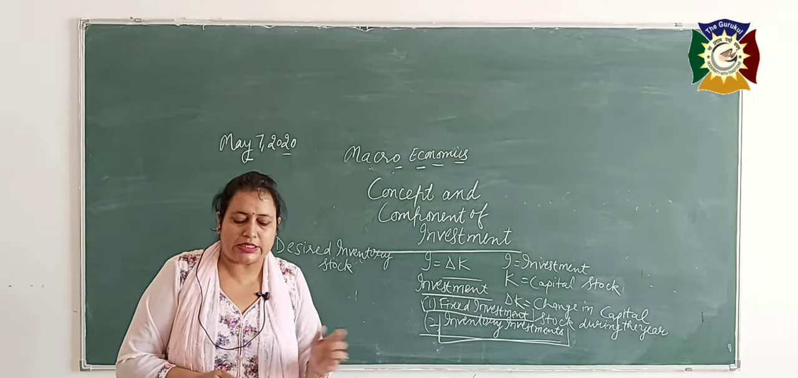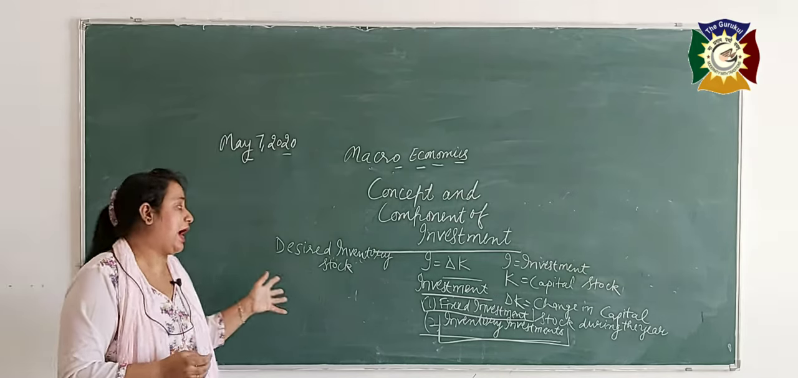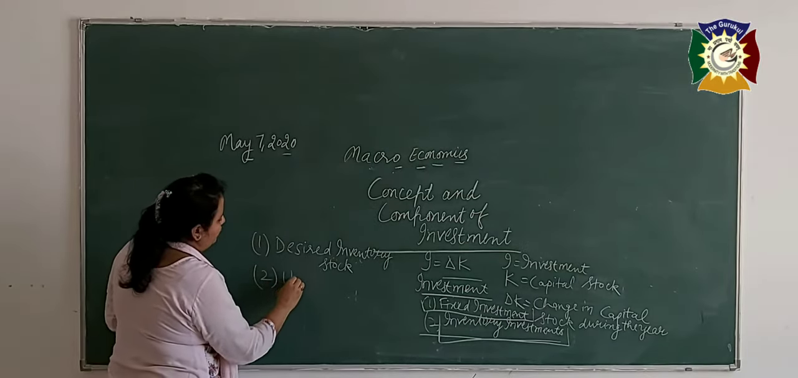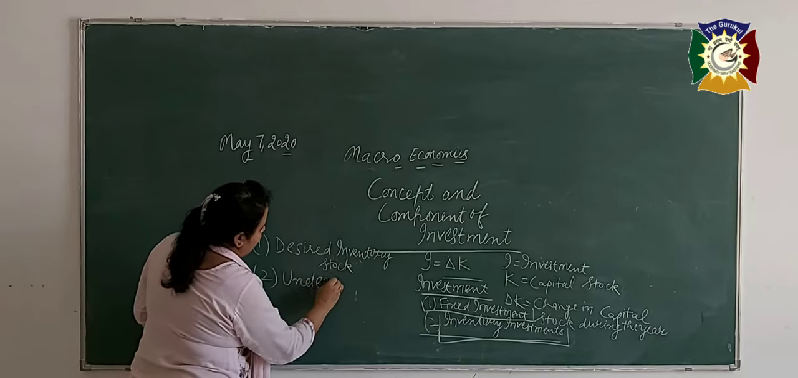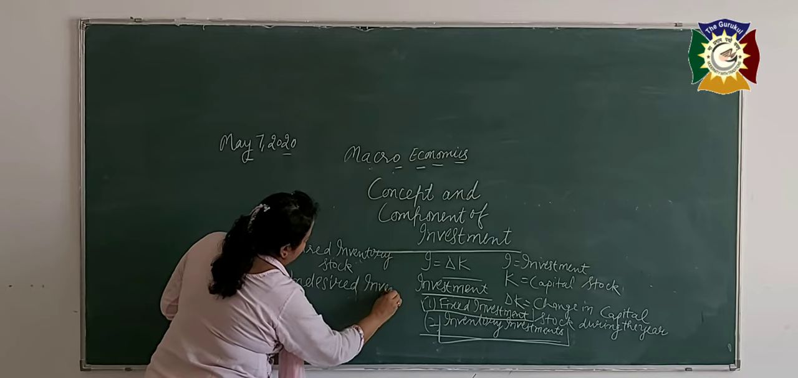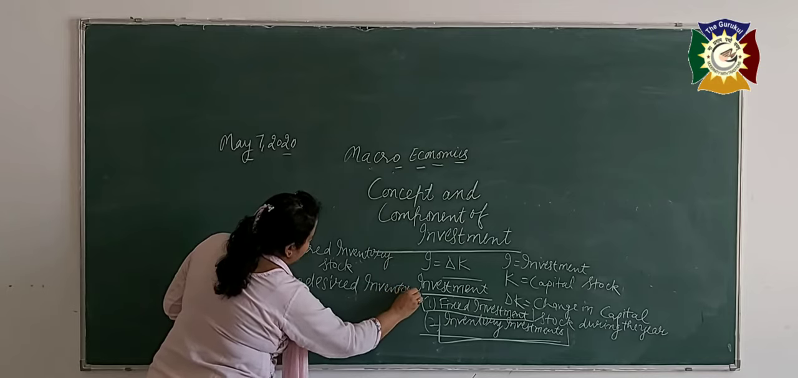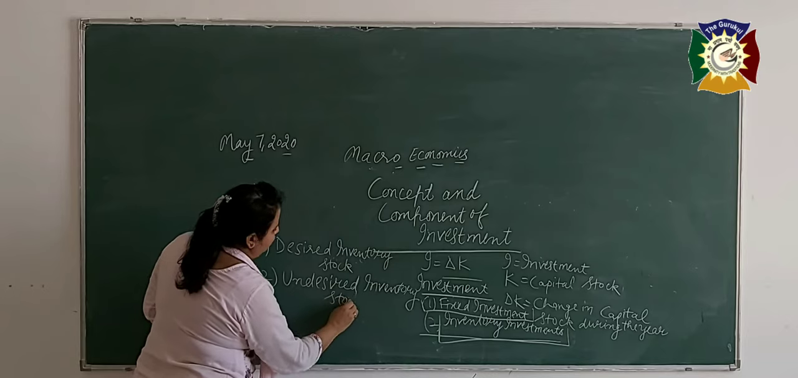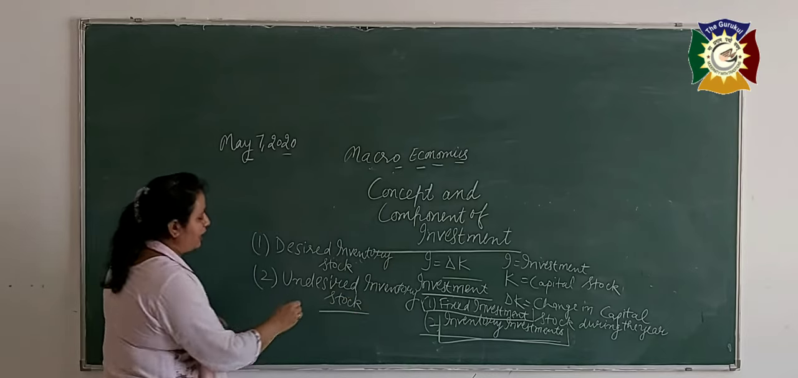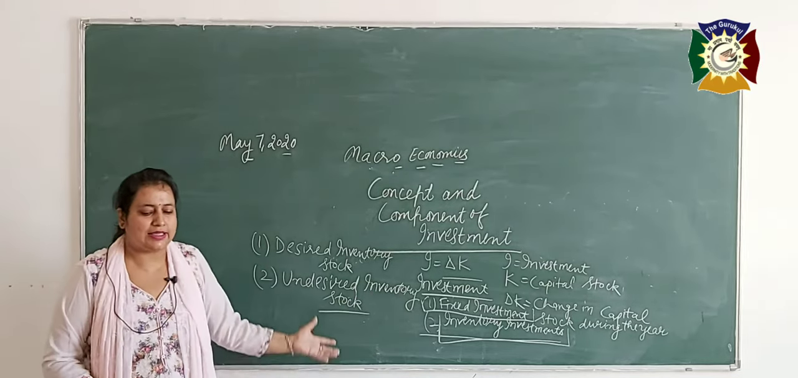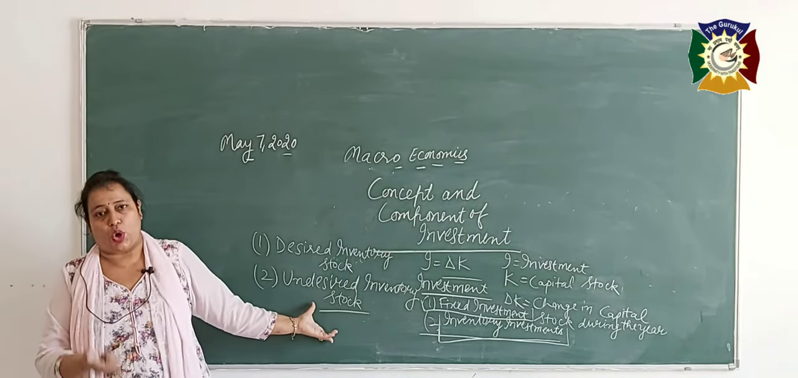Next is undesired stock, that is unplanned. It means you don't want, आप नहीं चाहते थे, but it was left with you, आपके पास रह गया due to lack of demand. Demand की कमी की वजह से that stock was left with you. Undesired inventory stock, you don't want to keep with you, you want to sell it, but due to lack of demand it was with you. That is known as undesired stock.